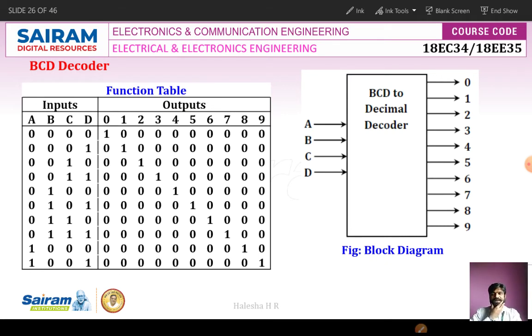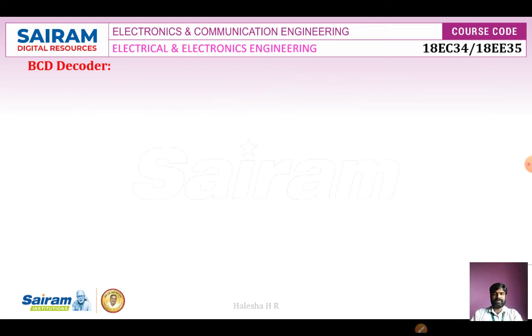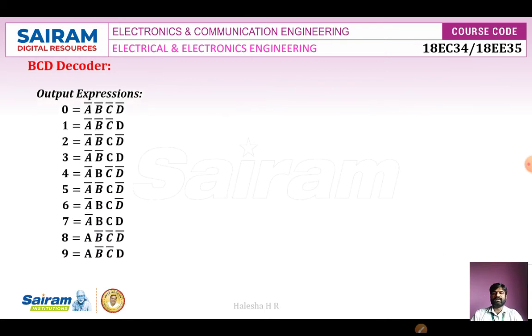And similarly we write the expressions. So for output 0, the expression is A bar, B bar, C bar, D bar. For output 1, the corresponding combination is 0001, so A bar, B bar, C bar, D. Similarly for output 7, A bar, B, C, D. Like that we write the expressions. Yeah, these are the expressions.